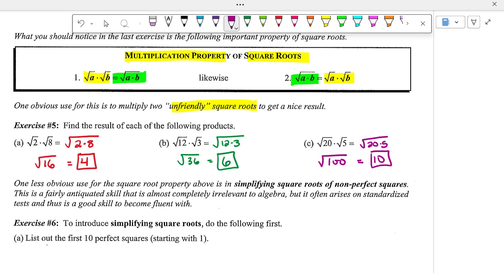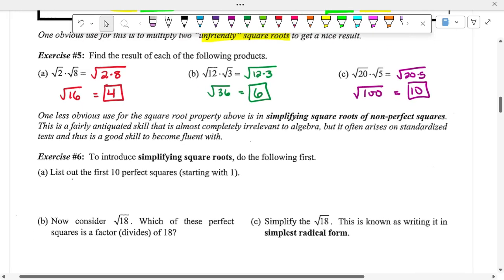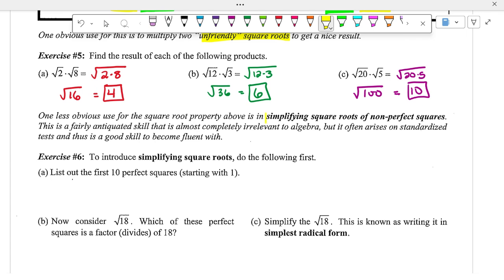So why are we learning this property? At some point, this will help us when we're simplifying radicals. But in reality, we'll be going in the reverse. We'll be taking a radical with multiplication under it and separating it into two radicals. So now we're looking at the simplification of square roots of non-perfect squares.